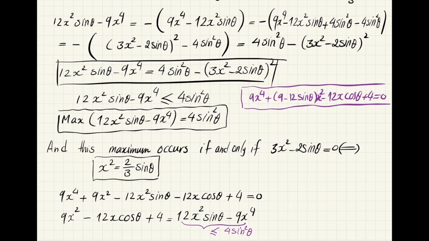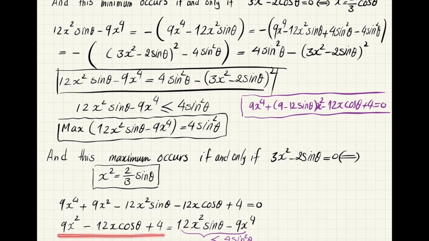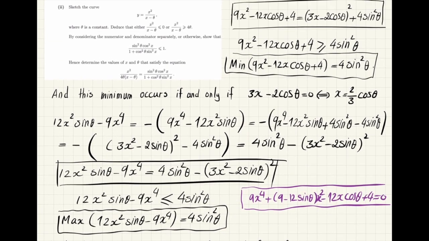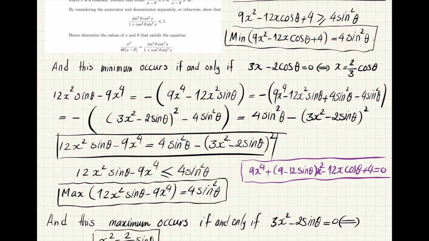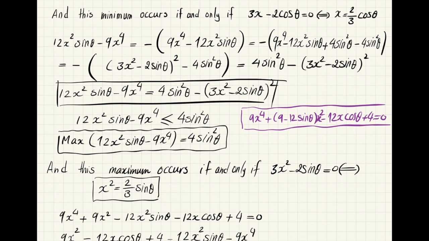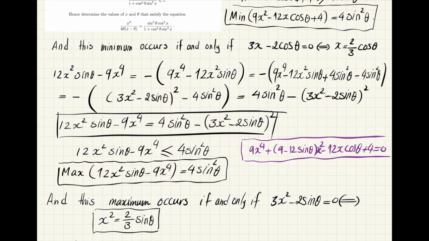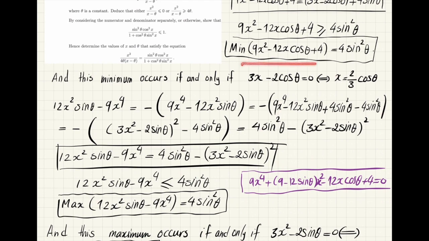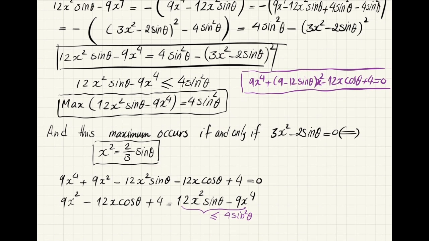But let us look at the left hand side. So try to remember this. This one is exactly this expression. Yes, so let us check it again. 9x squared minus 12x cosine theta plus 4. Look here, 9x squared minus 12x cosine theta plus 4. That's exactly the same expression. Here we realize that the minimum of this expression is this. So what does it mean? It means that this expression is always greater than or equal to 4 sine squared theta.